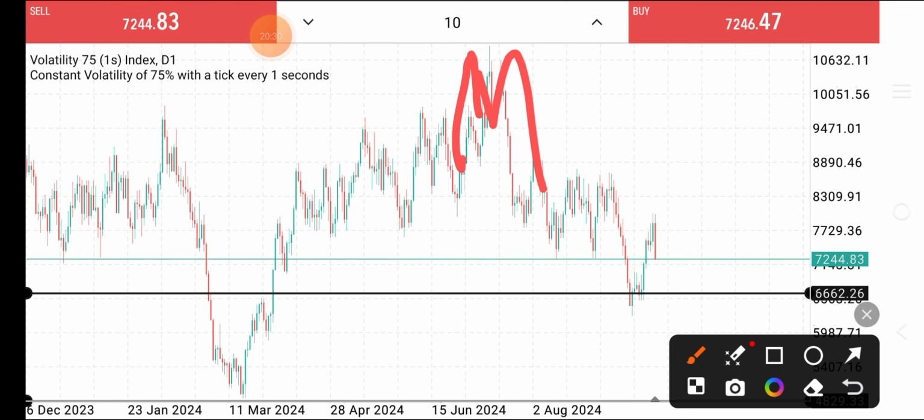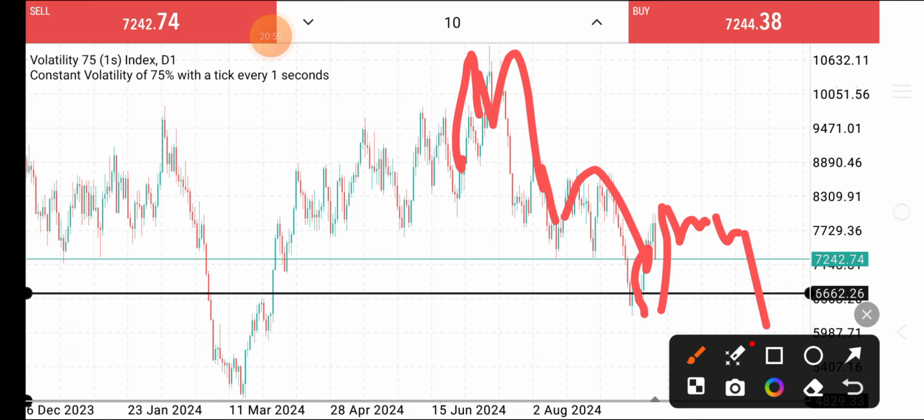If you want to learn about structure, I have so many videos on my YouTube that talk about structures. You can see an M here, and immediately from that M, it started pushing down, came here, and went back for a consolidation. Now, from that consolidation, I can guarantee you that the market will pull down further from this daily time frame.